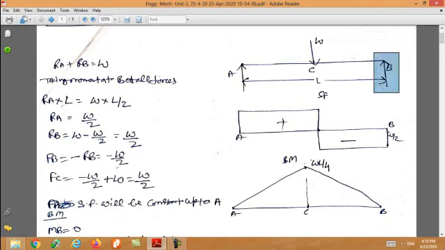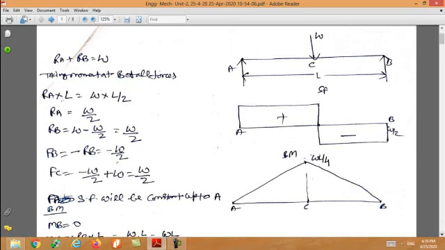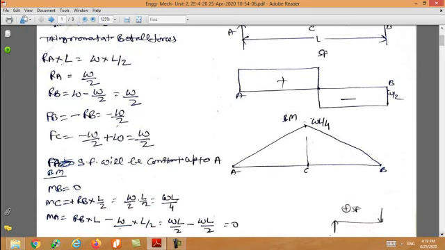Ra into L is clockwise and W into L by 2 is anti-clockwise, so it is on one side. So you can calculate Ra and Rb. Ra is W by 2 and Rb is W by 2. Now calculate the shear force at B.